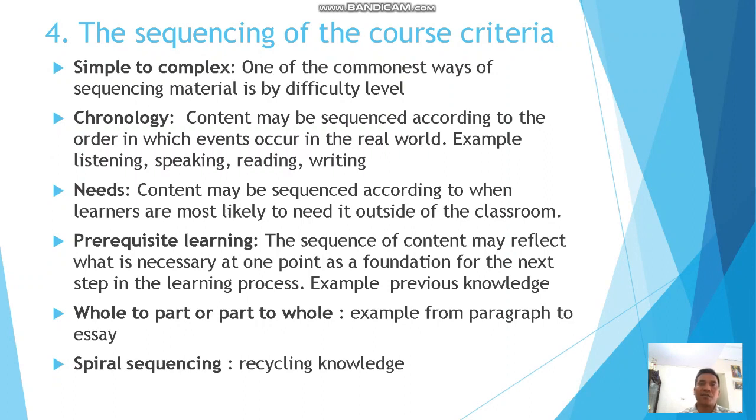Fourth, the sequencing of the course. Criteria: simple to complex. One of the commonest ways of sequencing material is by difficulty level. Chronology. Content may be sequenced according to the order in which events occur in the real world. Example, listening, speaking, reading, and writing. Needs. Content may be sequenced according to when learners are most likely to need it outside of the classroom. Prerequisite learning. The sequence of content may reflect what is necessary at one point as a foundation for the next step in the learning process.